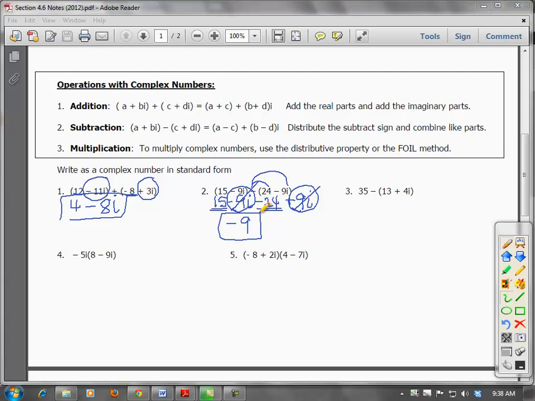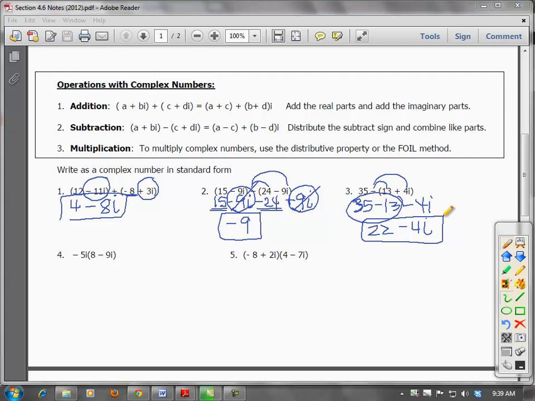Same type of thing in number 3. I'm going to rewrite this. 35, and I'm going to distribute this negative, so minus 13 minus 4i. I'm going to combine my like terms. 35 minus 13 is 22, and then I have this minus 4i at the end, and then you're done. Now, as you're writing these, you always write your answer for the i part second. Okay, that's what's called complex number form.